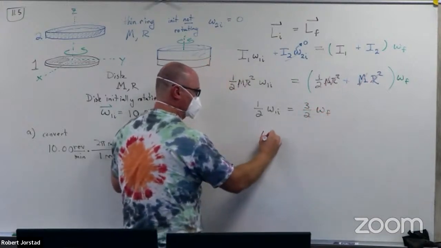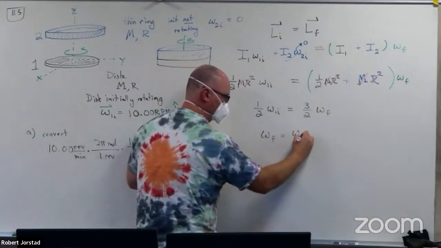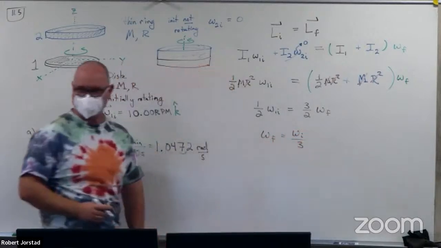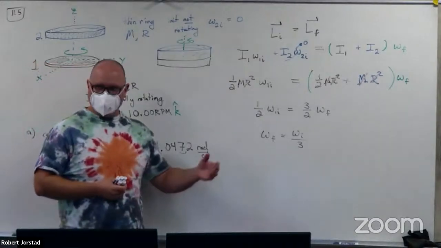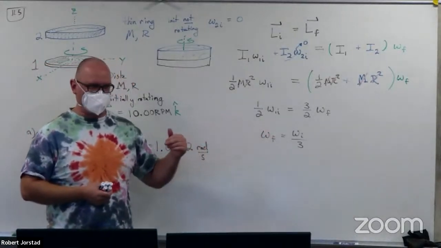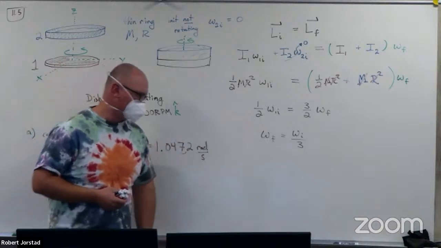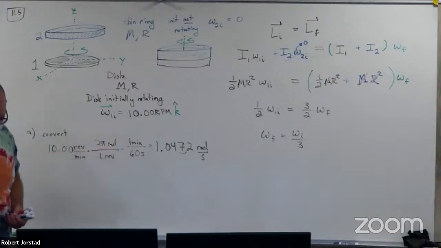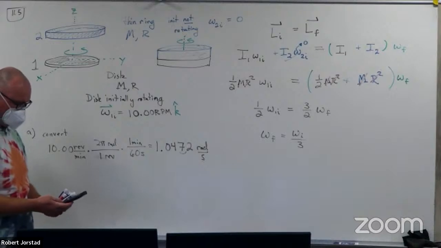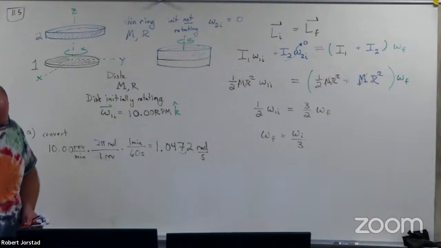And notice omega final equals omega initial over 3. So it cuts it by more than half, right? It cuts it to 1/3 of its initial value. We could say you lose 67% of the rotation, right? 66.6666. That's kind of interesting. At this point, we could plug in our decimal numbers. I will. And just divide that by 3. I got 0.349.